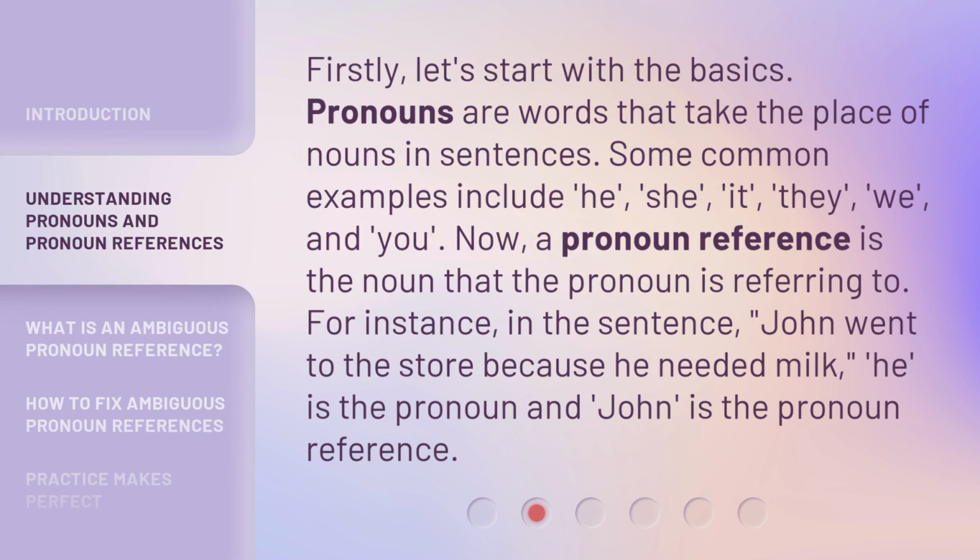Firstly, let's start with the basics. Pronouns are words that take the place of nouns in sentences. Some common examples include he, she, it, they, we, and you. Now, a pronoun reference is the noun that the pronoun is referring to. For instance, in the sentence, John went to the store because he needed milk. He is the pronoun and John is the pronoun reference.